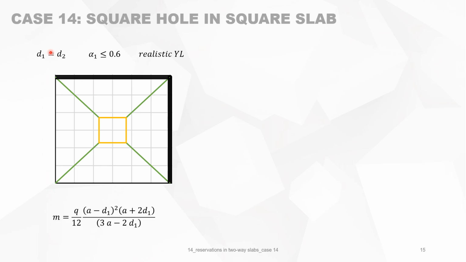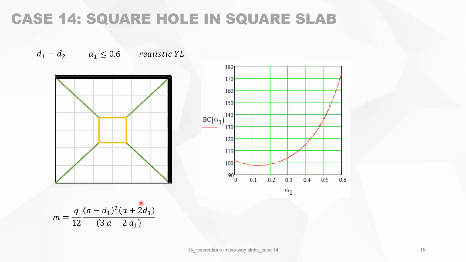So for a square hole in a square slab, D1 is equal to D2, and we have then the bending moment by using the formulas of the previous slides. We fill it in and work it out, and you have this bending moment. Put it into a graph in function of alpha 1. So it's a centric hole, a square centric hole in a square slab. Then you go from alpha 1 from 0 to 0.6, and you look at the bearing capacity. Then you see something peculiar.